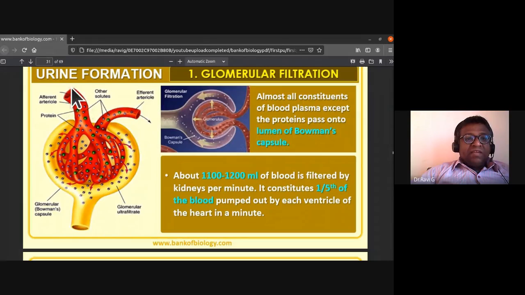You can see the afferent arteriole with a larger diameter and the efferent arteriole with a smaller diameter. This difference in diameters creates the glomerular capillary blood pressure. The blood enters through the afferent arteriole to be filtered. All the constituents of the plasma enter into the Bowman's capsule, except proteins, and this filtered blood is then passed out through the efferent arteriole.